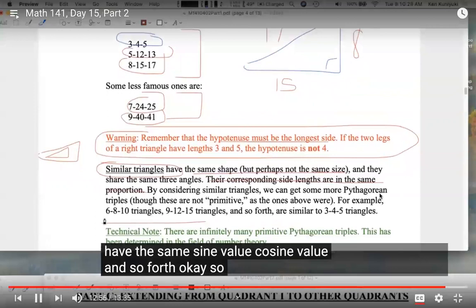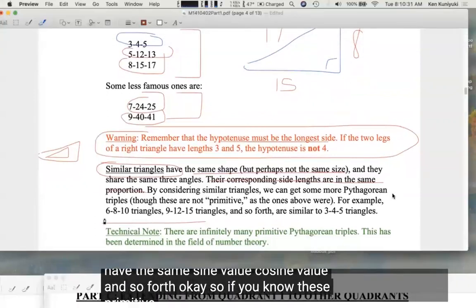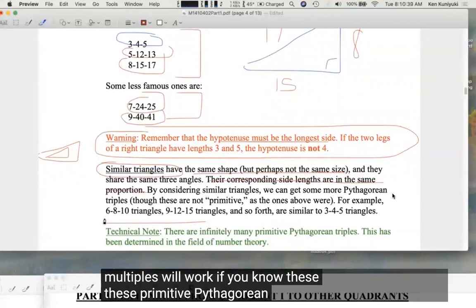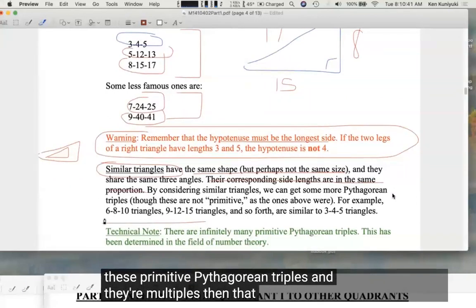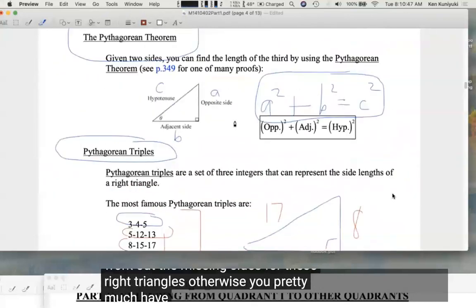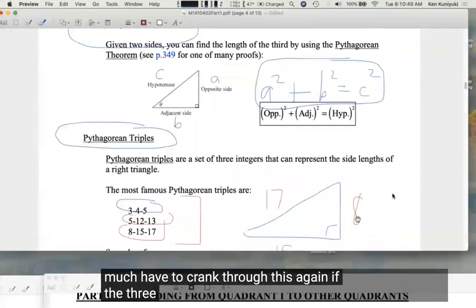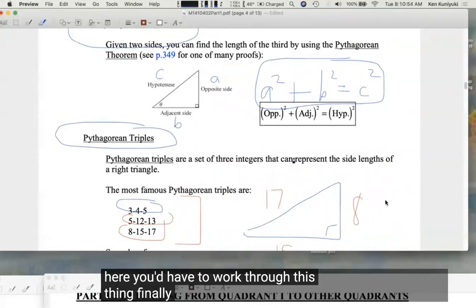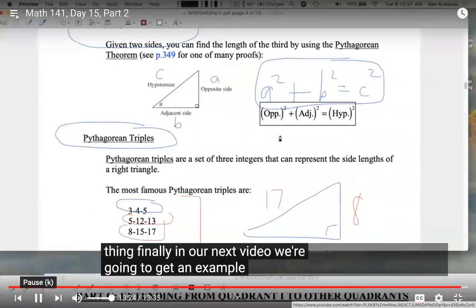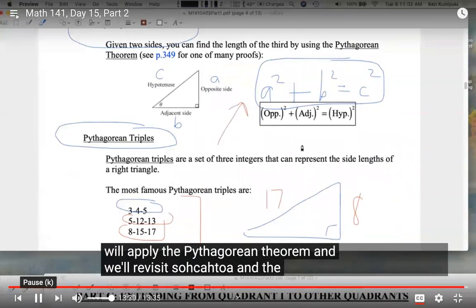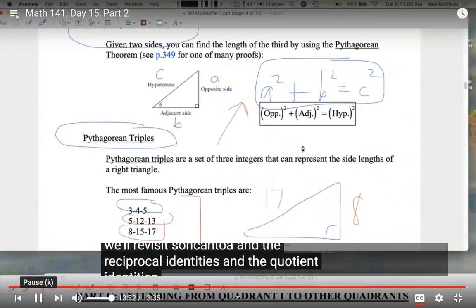Okay, so if you know these primitive Pythagorean triples and their multiples, then that helps you work out the missing sides for these right triangles. Otherwise, you pretty much have to crank through this. Again, if the 3 were here and the 4 were here, you'd have to work through this thing. Finally, in our next video, we're going to get an example where we will apply the Pythagorean theorem and we'll revisit SOH CAH TOA and the reciprocal identities and the quotient identities.